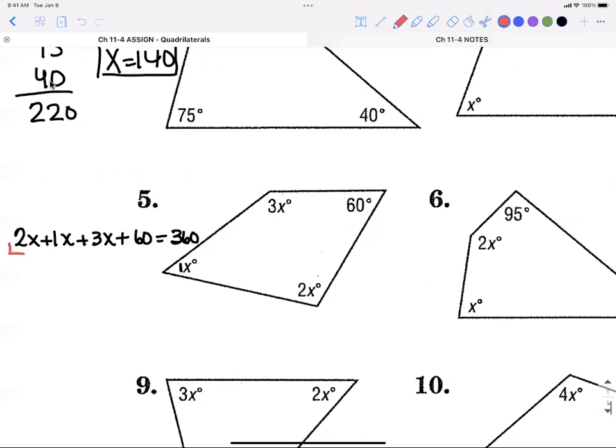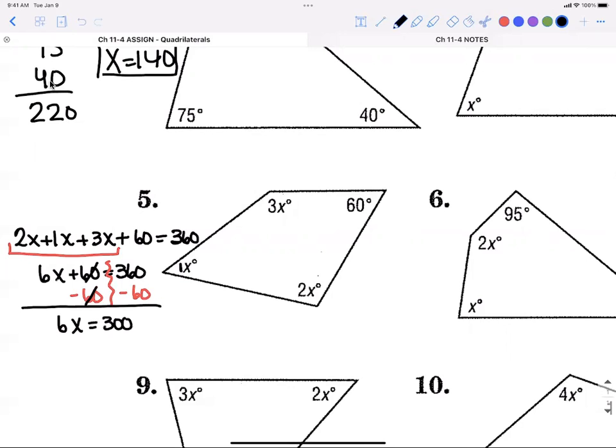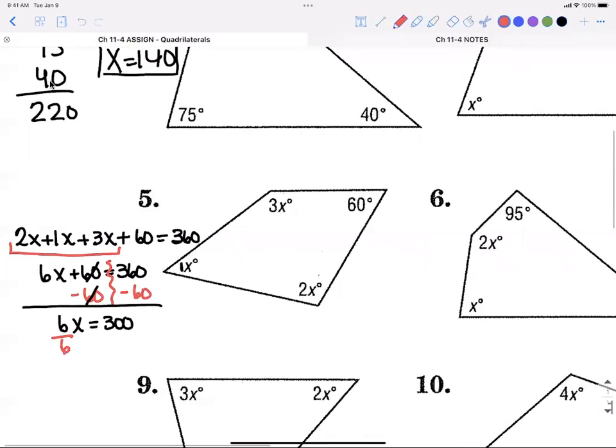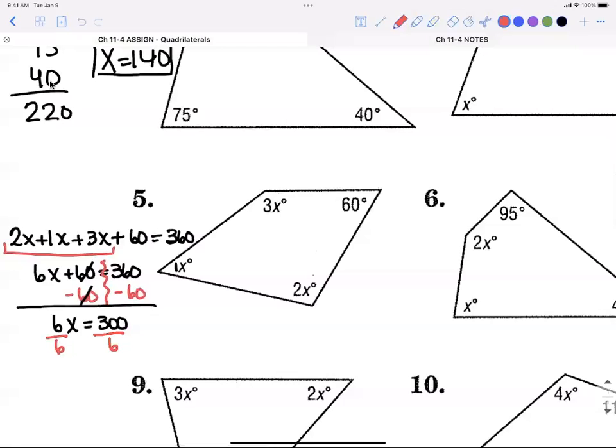Now I'm going to combine like terms before I do anything as far as moving things on either side of the equal sign. So 2x and 1x and 3x equals 6x. And then I'm just going to write the rest of the equation. And I'm going to start solving for x. So I'm going to subtract 60. And remember, whatever you do to one side of the equation, you do to the other. You've got to keep those scales balanced. And so that and that zeroes out, and I'm left with 6x equals 300. And then I'm going to divide by 6 to get that x by itself. Whatever I do to one side, I do to the other. And so x equals 50.